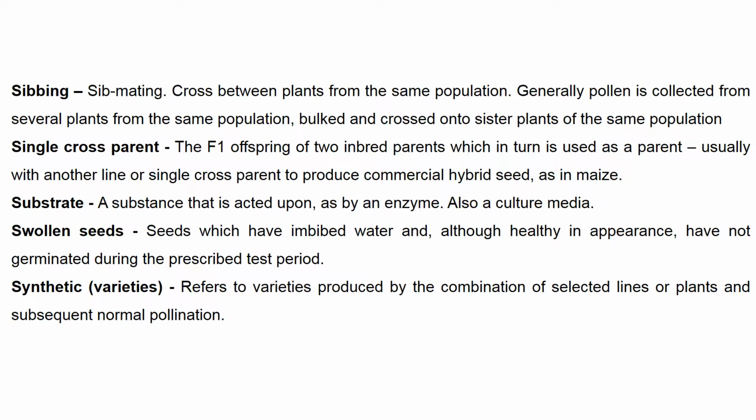Generally, pollen is collected from several plants from the same population, bulked and crossed onto sister plants of the same population. Single cross parent: the F1 offspring of two inbred parents, which in turn is used as a parent, usually with another line or single cross parent, to produce commercial hybrid seed, as in maize.